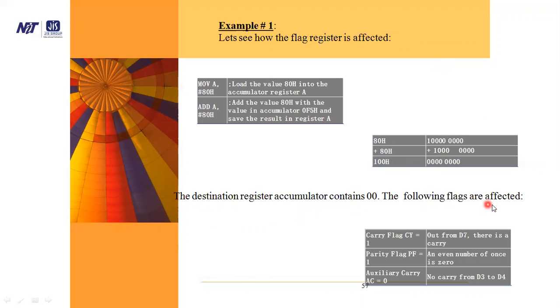The following flags are affected. Carry flag CY equals 1, since out from D7 there is a carry. Parity flag PF equals 1, since the number of ones is even, zero. Auxiliary carry AC equals 0, since no carry from D3 to D4 has occurred.